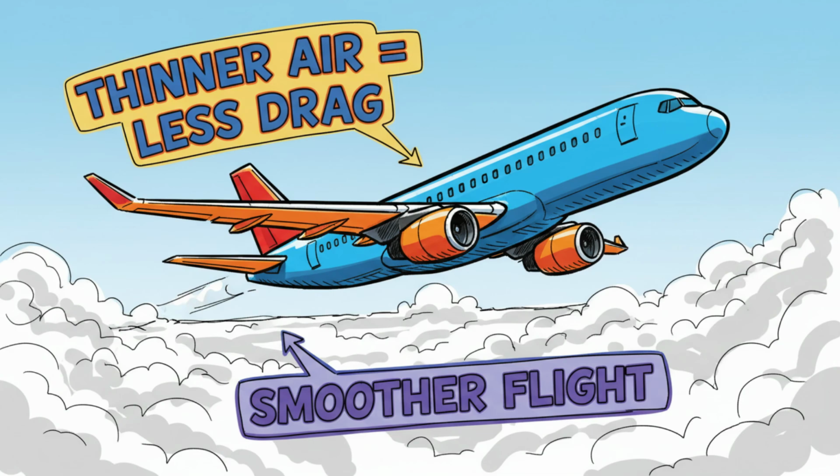Right. And there are really two main reasons for that. First, the air is just so much thinner up there. So less drag on the plane. A lot less drag, which saves an enormous amount of fuel. And the second reason is you're flying above most of the weather, the turbulence. For a much smoother flight. Much smoother, more comfortable flight.